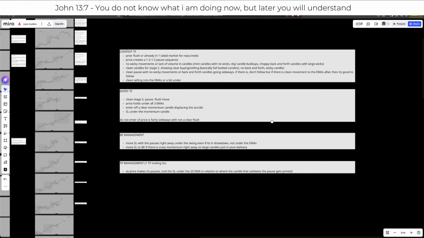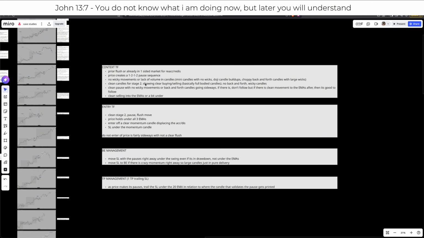Let's just review this really quick. So for our context time frame, we need a prior flush. We're already in a one-sided market for reaccumulation, redistribution. Price creates a 1-2-1-2 pause sequence. No wick movements, no lack of volume in candles. Clean candles for stage 2, showing clear buying and selling. We have a clean pause with no wick movements or back and forth candles going sideways. There's clear selling into the EMAs or a bit under. So that's just the context alone.